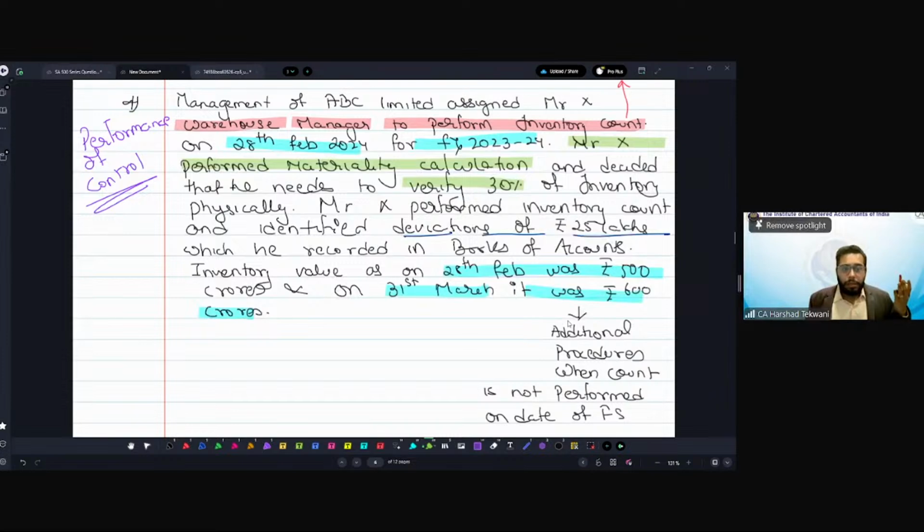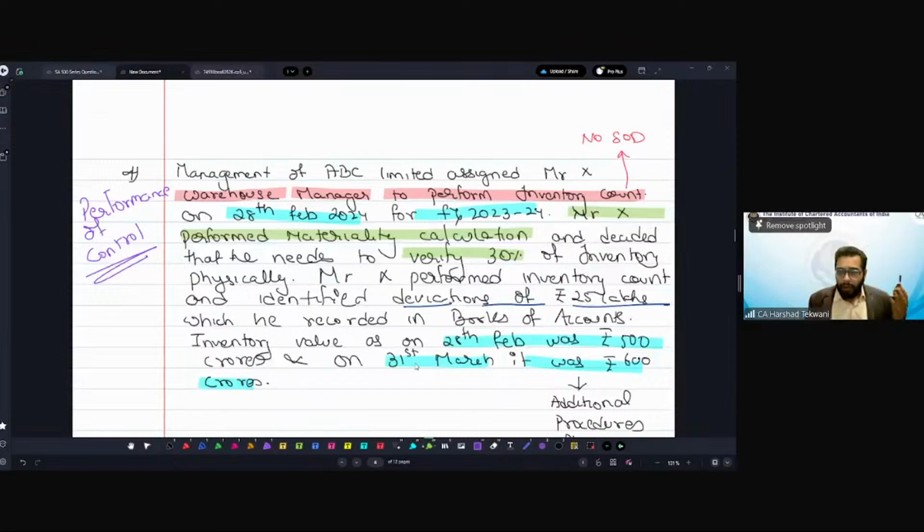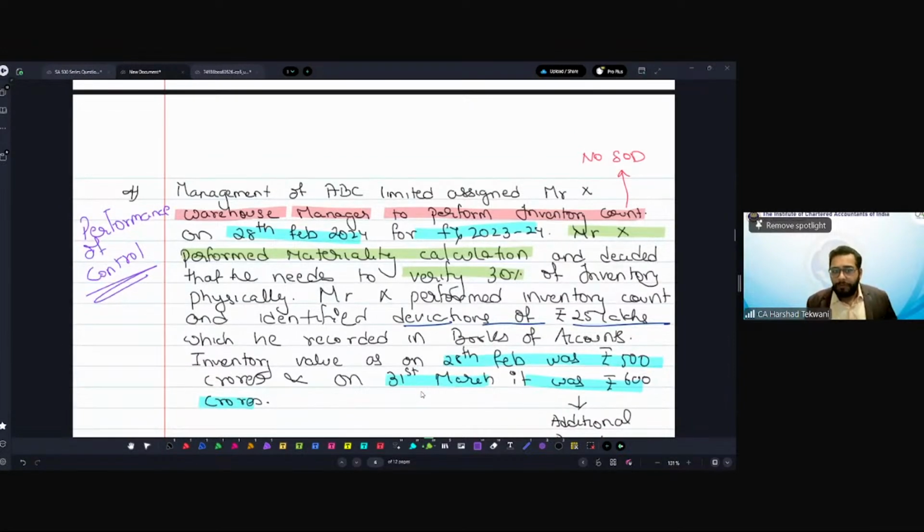But here the materiality calculation is being performed by Mr. X, the warehouse manager. How can he perform the materiality count? That should be performed by the management to understand the materiality lying within the inventory.